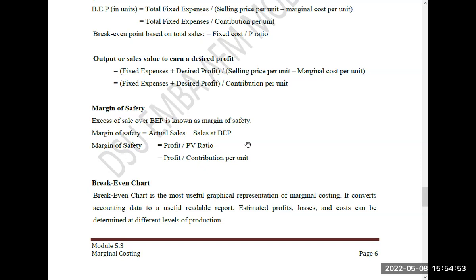We don't know the sales, and we are going to find out the sales only. Let sales be X. Now, variable cost: for one unit, if I'm spending 2 rupees as variable cost, how do I find the total variable cost? Multiply by the number of units produced. We don't know the number of units produced, so it will be taken as X. Write it down.